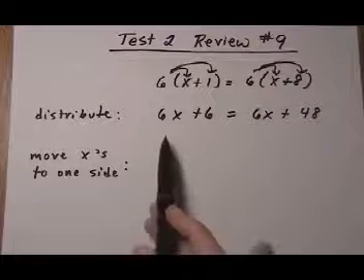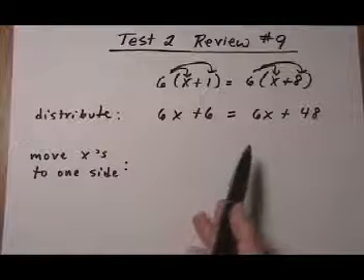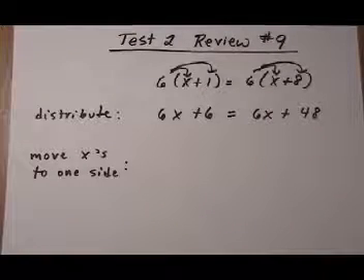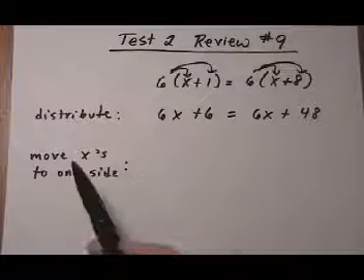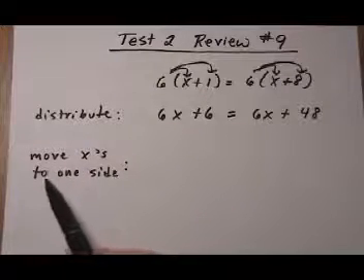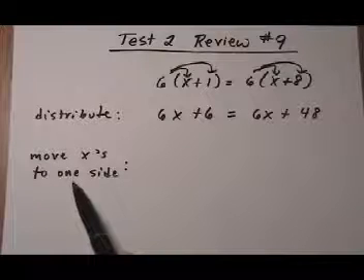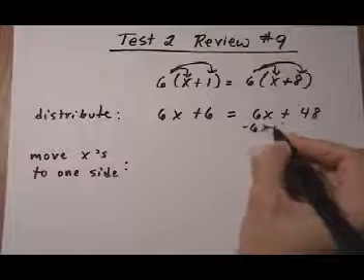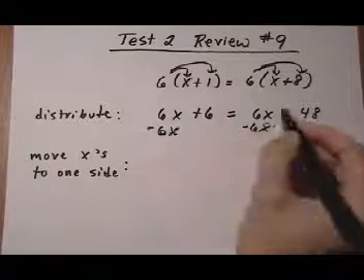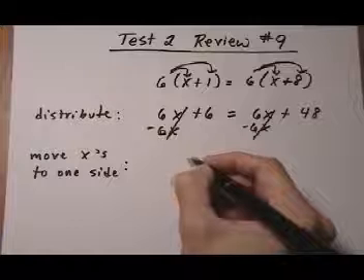Now our next step would be to collect like terms on each side separately, but neither side has like terms to collect. So we're going to go to the next step in solving a linear equation, which is get all the x's on one side. So let's subtract 6x from this side to move x's left. That one cancels, that one cancels.